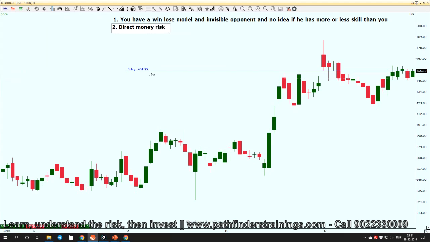What is a direct money risk? Let's talk about that. In every other place, your money risk is indirect. For example, if you are doing a job, you can make a mistake, say sorry to your boss. Maybe he won't cut it from your salary. And if you're doing a business, you can make a mistake, talk to your customer, say sorry. Maybe he won't cut it from your bill. But has it ever happened that you have lost 50,000 rupees in a trade, you call the National Stock Exchange and say, sorry, please don't cut it this time, next time I will not do it? Has anybody got the money back? No.